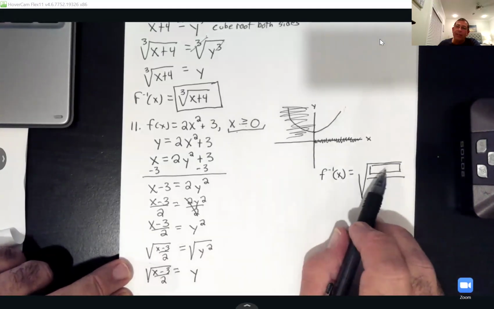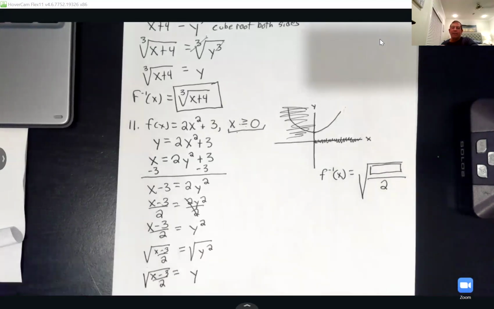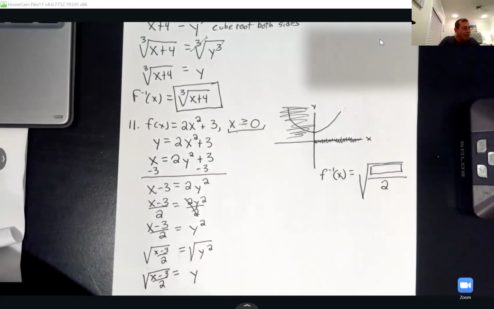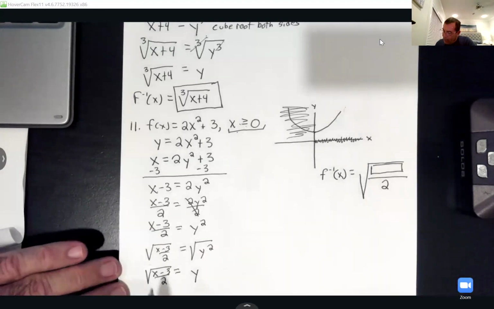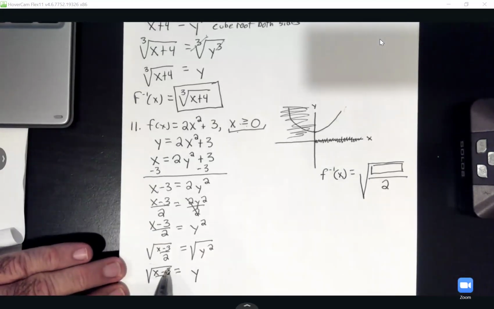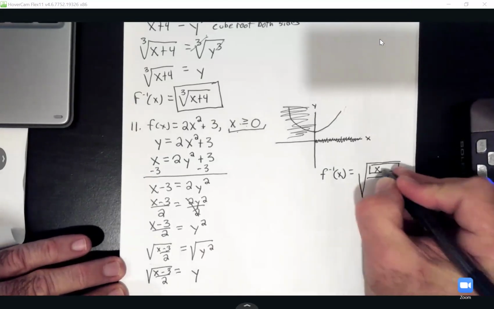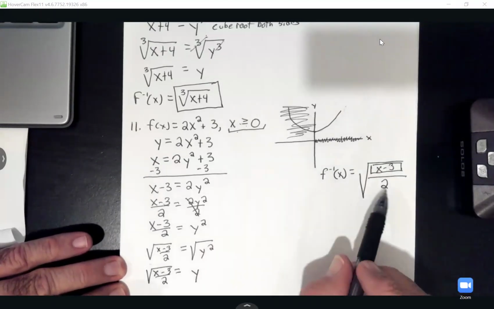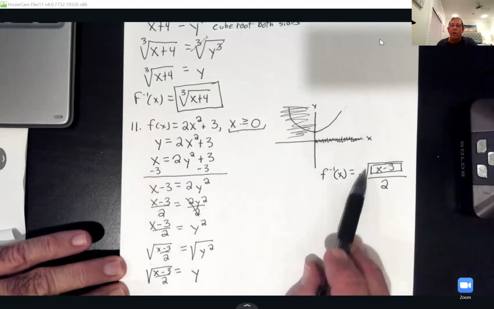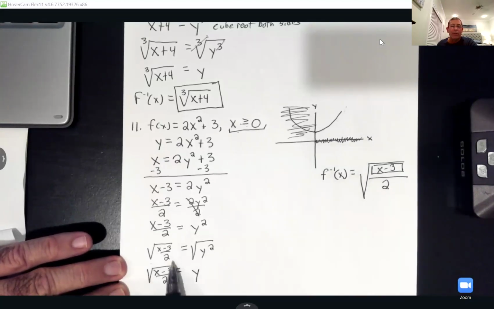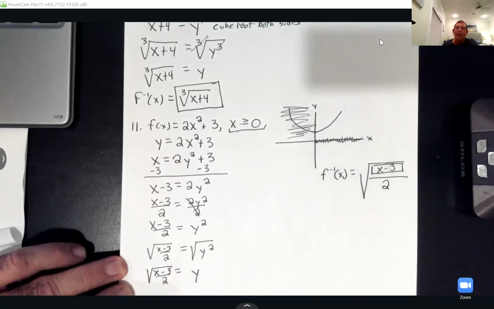So the question is, what are you putting in that box? And that would be? X minus 3. The 2's already here. Well, we got a 2 on ours. The square root was already there, and we got a square root on ours, okay?